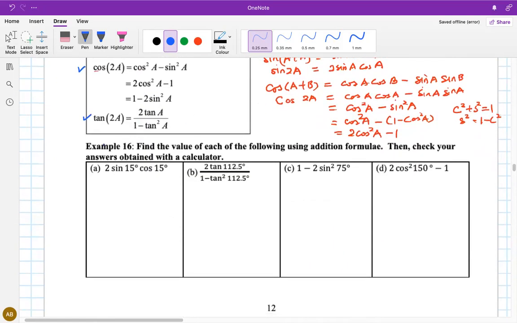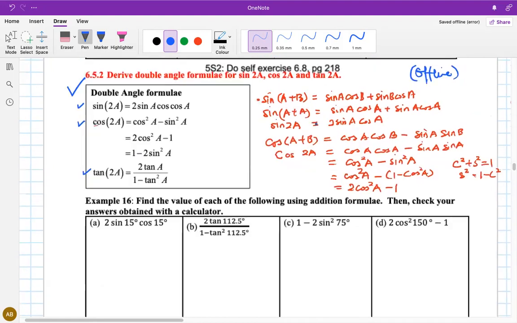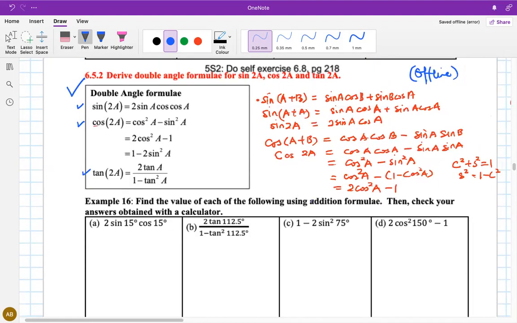Now example 16. Find the value of each of the following using the double angle formula, not the addition formula. Double angle formula, then check your answer.